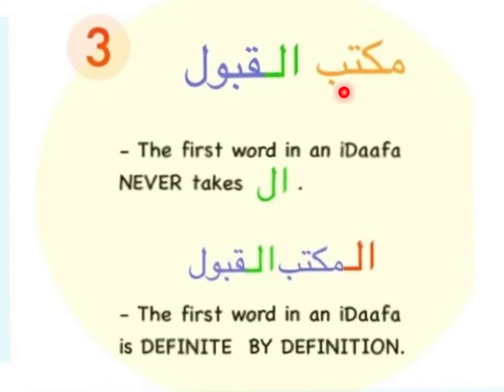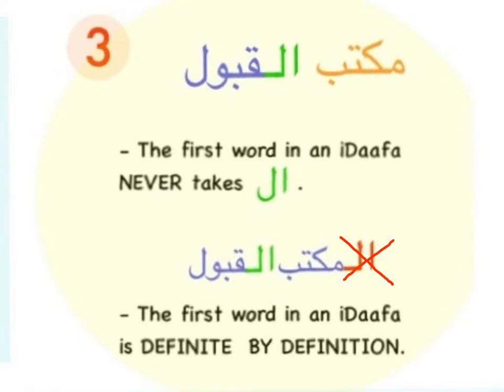Another example, let's look at مكتب القبول again. مكتب القبول. So pretty simple. إضافة is straightforward. You have two nouns. First one is indefinite, and the second one is definite, either by alif lam or if it's a proper noun like جامعة New York. So keep in mind, the first word in إضافة never, ever takes alif lam. Never. Did I say never? Okay, so here مكتب القبول.